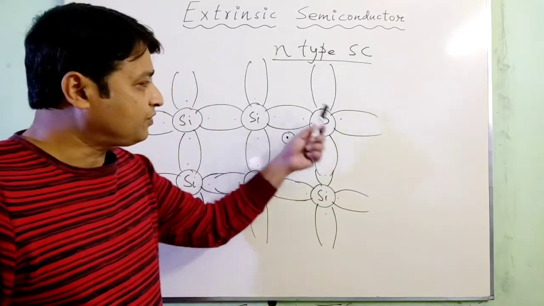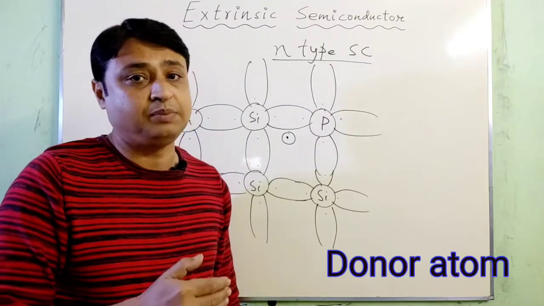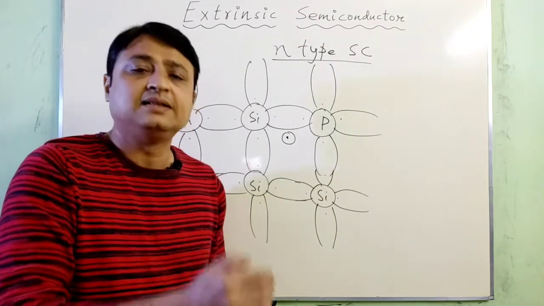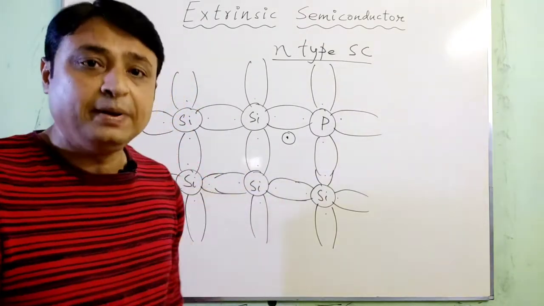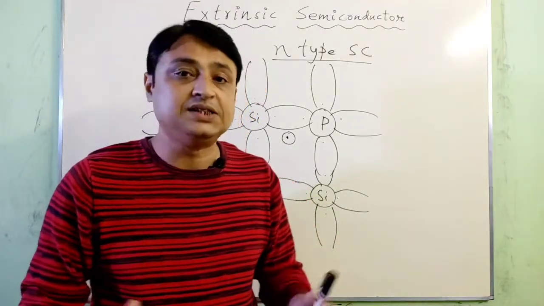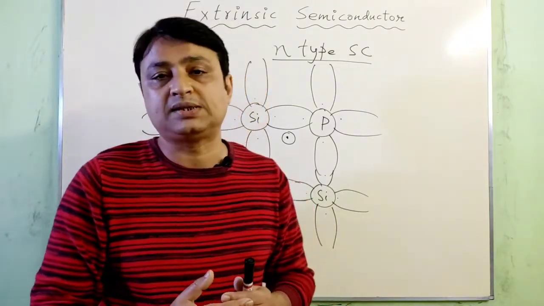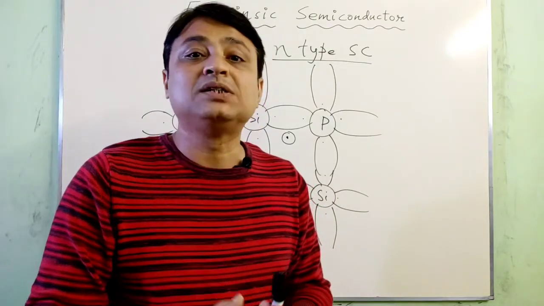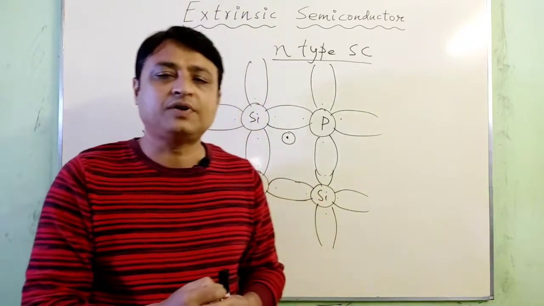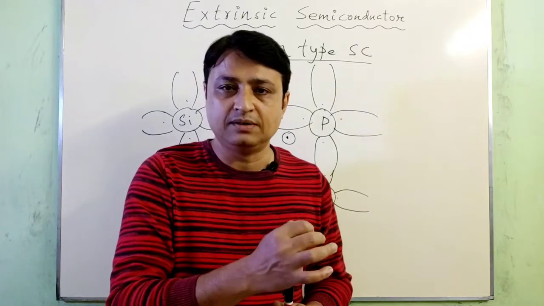So this phosphorus atom can be regarded as a donor atom, because it donates an electron to the silicon structure. This phosphorus atom then becomes a positively charged ion, because it was initially neutral, and now that it donates an electron to the silicon structure, it becomes a positively charged donor ion. So here the phosphorus can be regarded as the donor type of impurity, right?